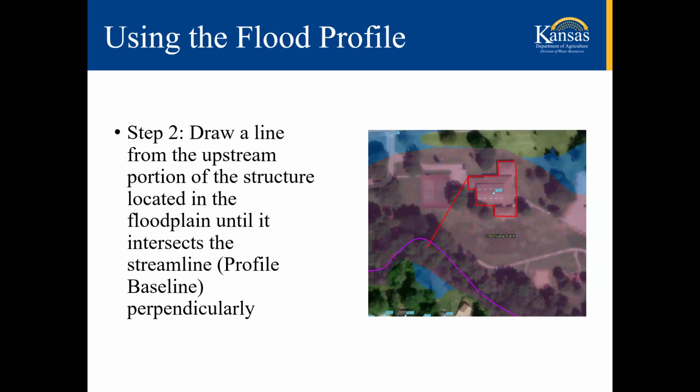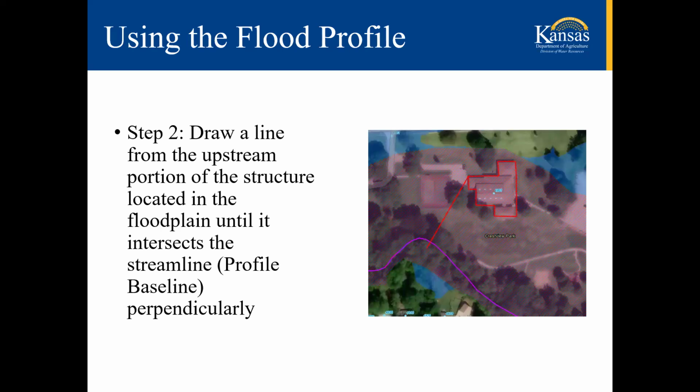So when we're doing this process, once we've located the most upstream portion of the structure, in this case, it's that top left corner that is the most upstream for that structure, you draw a line from that point on the structure and draw a perpendicular line until it intersects the streamline. So we have in our FIRMs that we develop, and you can see this on the state floodplain viewer, there is a profile baseline. This is the centermost line that goes along the stream.